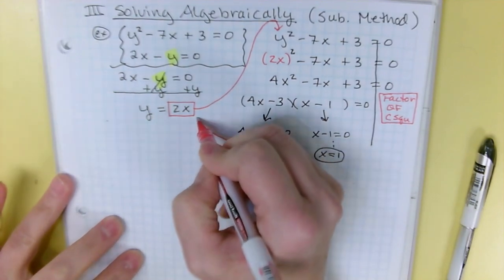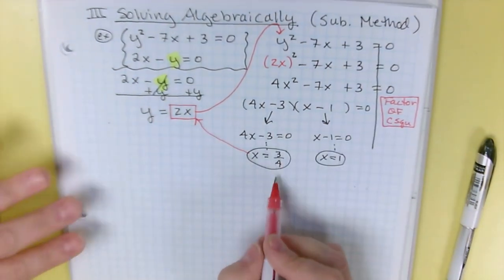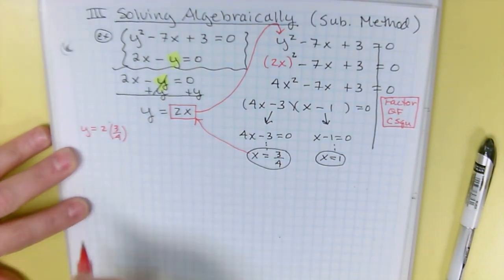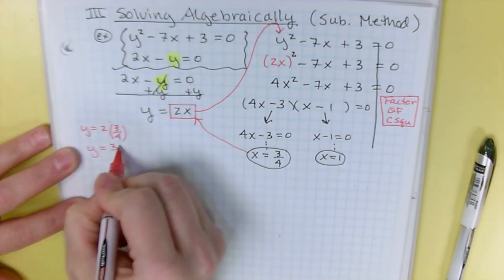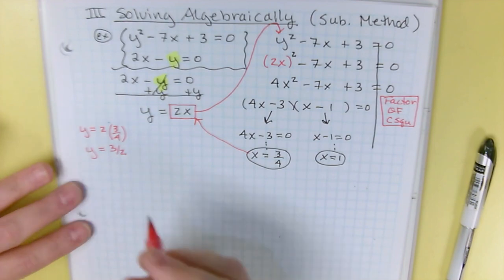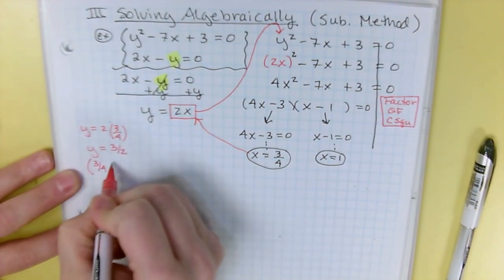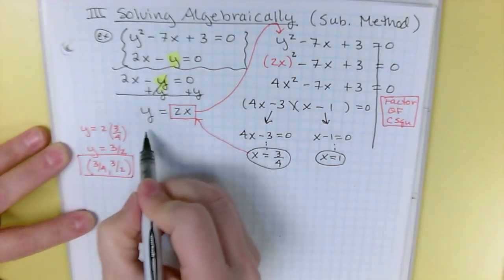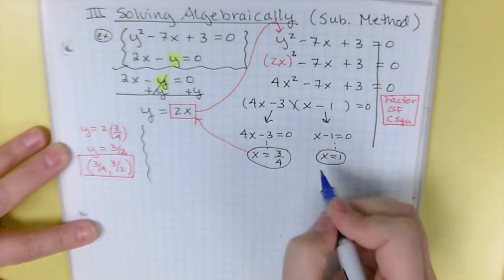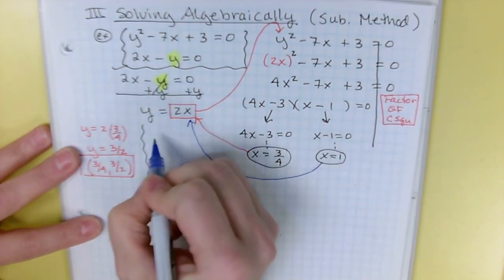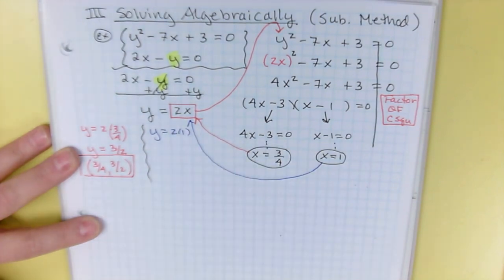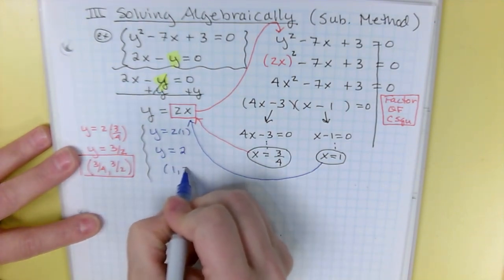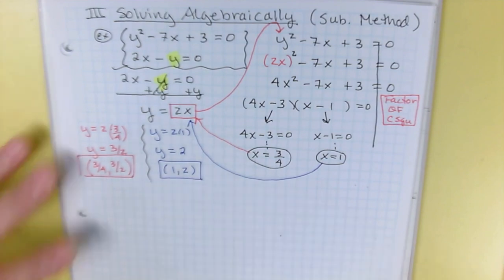So let's start with the first one. We're going to substitute in 3/4 for x. So y equals 2 times 3/4. And that gives us y equals 3/2. So that solution would be 3/4 for the x, 3/2 for the y. And they would be an ordered pair. Okay, then we have to substitute in the other solution. So y equals 2 times 1, which is 2. So my other solution is (1, 2). Those would be your two answers.